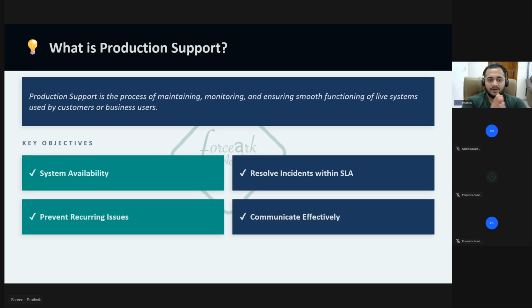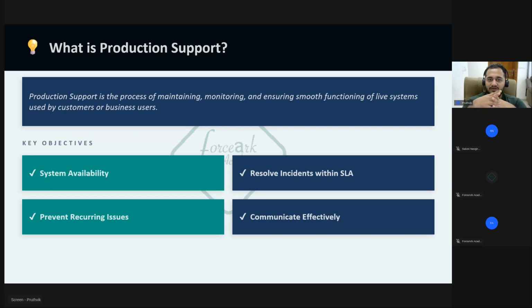The next thing is, you have to prevent recurring issues. The best support teams don't just fix problems, they prevent them from happening again. You have to engrave that into your minds: we're not just fixing problems one time, we have to fix the problem so that it does not happen again. So we need to keep documenting and understand what happened. It is only with this mindset that we'll be able to fix everything in the live system.